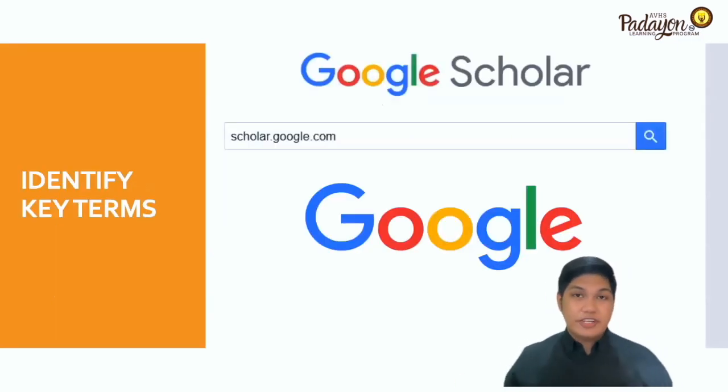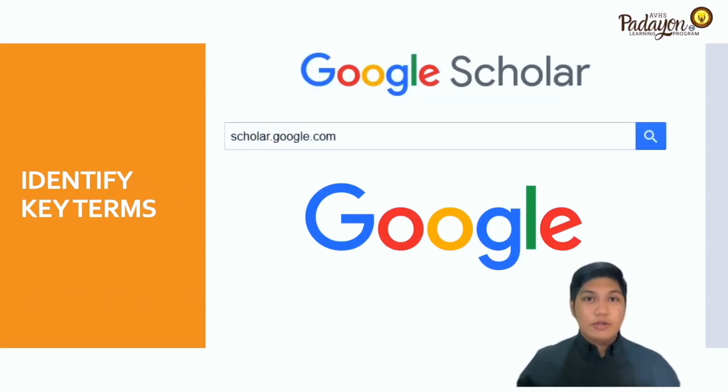So first things first, you have to identify the key terms. Usually what we do is we simply search on Google, right? However, the disadvantage of using Google as a search engine is that it's a mix of various information. It could be from verified sources and unverified sources. Now, did you know that there's a particular search engine made by Google that is perfectly fit for researchers? That is what you call Google Scholar.